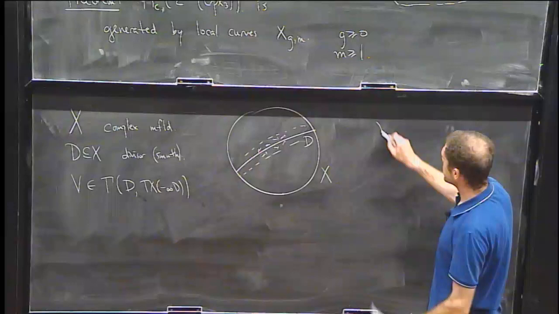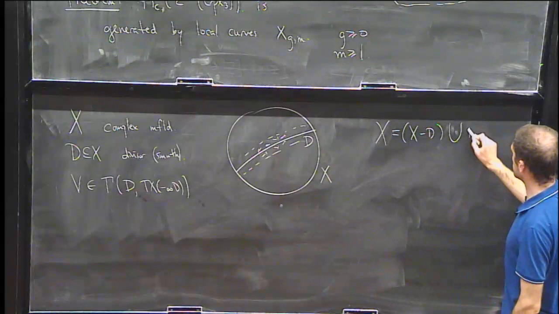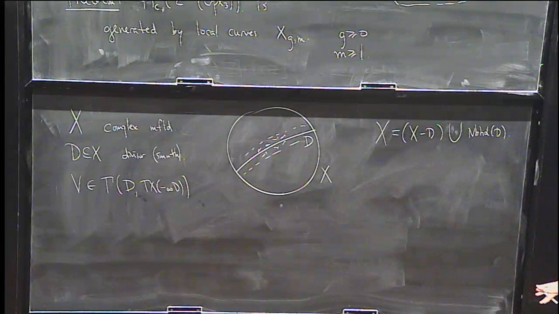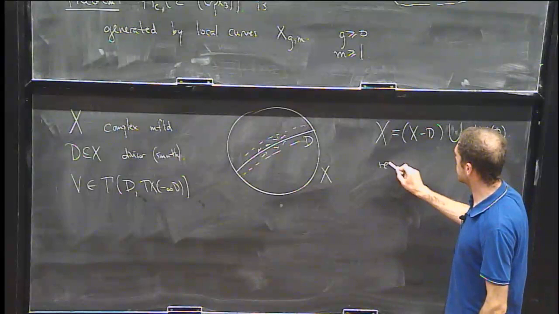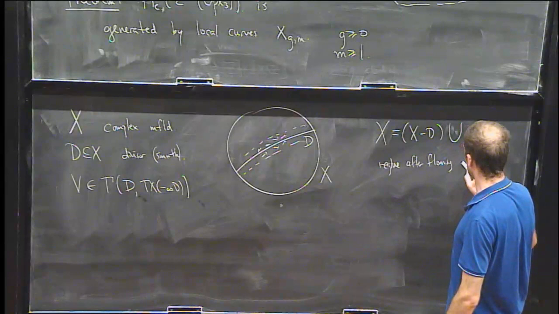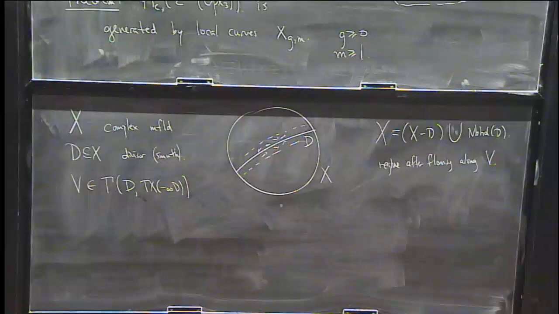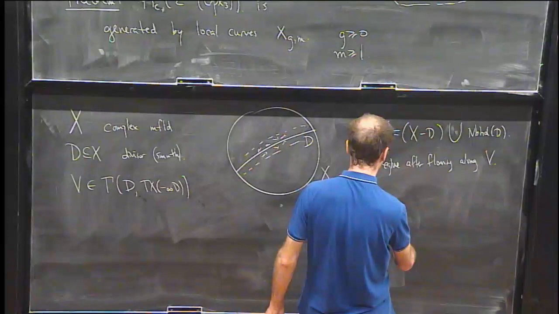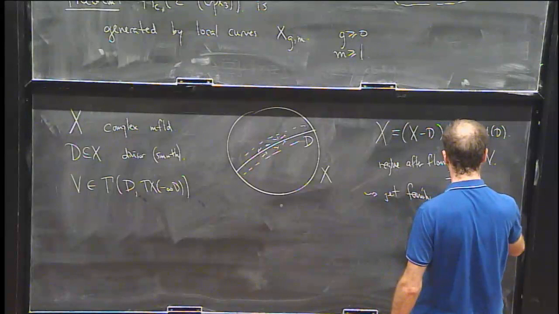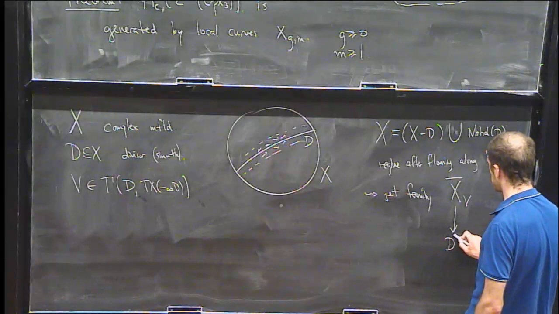So you can view X as X minus D union a neighborhood of D. That's two complex manifolds glued along this open set. And then you can decide to re-glue after flowing along V. So since V is a holomorphic vector field, the flow is also by holomorphisms, at least for small times, and away from this singular locus and the boundary. And so you get a family that we call X tilde, X bar, V over maybe, say, a small disk inside C.